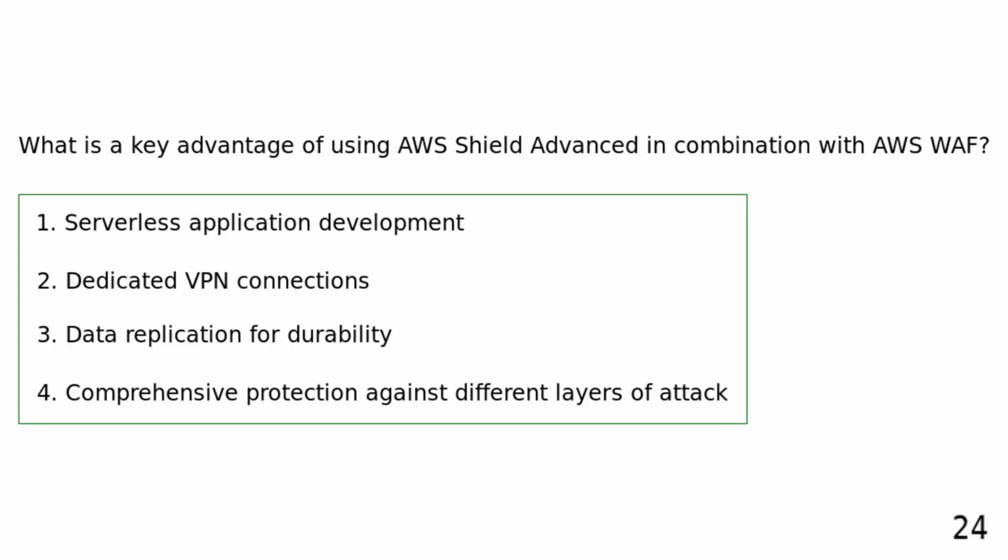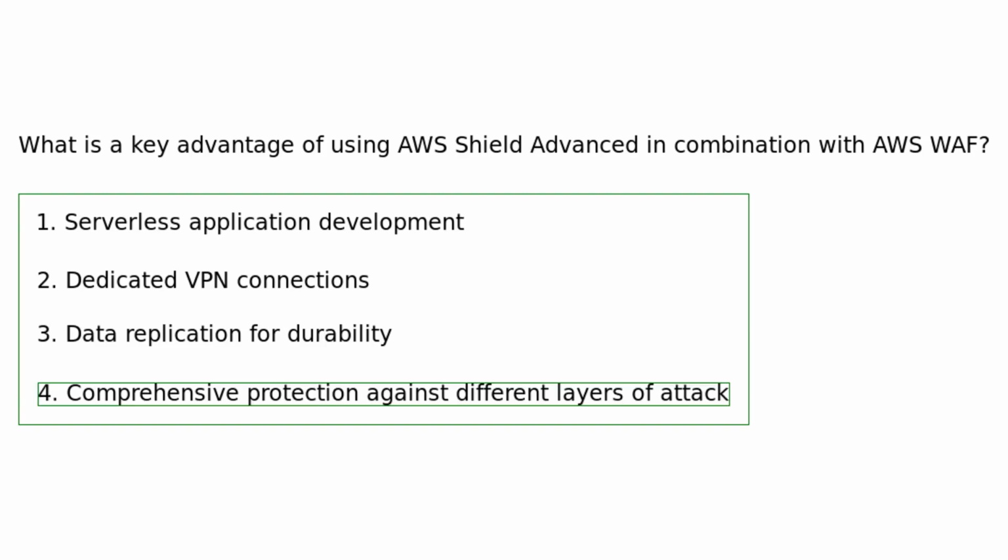What is a key advantage of using AWS Shield Advanced in combination with AWS WAF? Serverless application development. Dedicated VPN connections. Data replication for durability. Comprehensive protection against different layers of attack. Using AWS Shield Advanced in combination with AWS WAF provides comprehensive protection against different layers of attack.